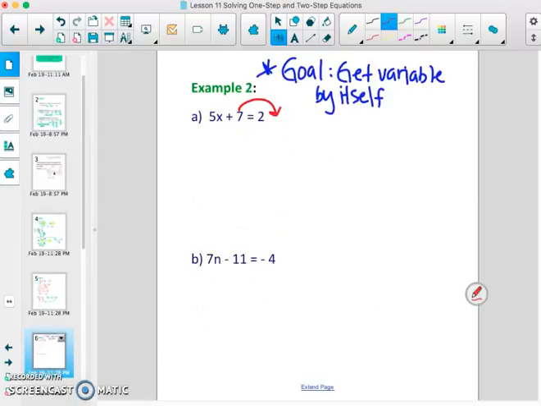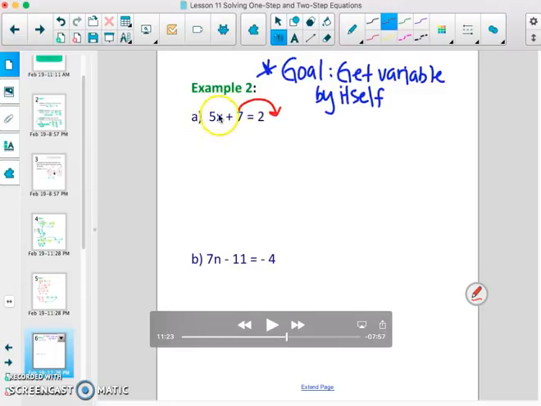In our next examples, it's important to remember our goal. We want to get the variable by itself, okay? But there's two steps involved in this because it's not just a number added or multiplied to the x anymore. Now we have a situation where we've got a number multiplied and added.